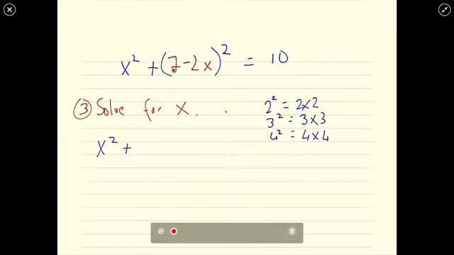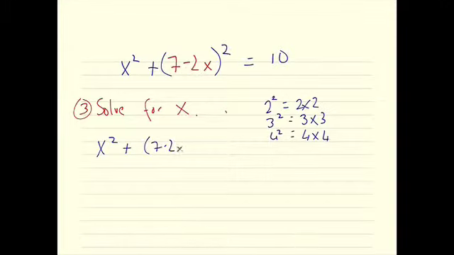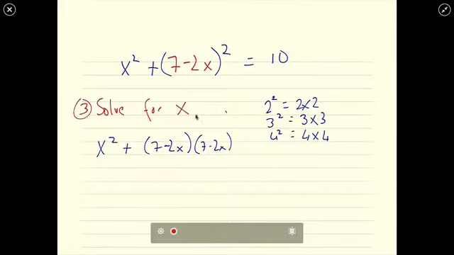This fella here, to be squared, is the exact same thing as writing out 7 minus 2x multiplied by 7 minus 2x. Would you agree with that? Reese, you okay with what I did there? Are you sure? Equals 10.